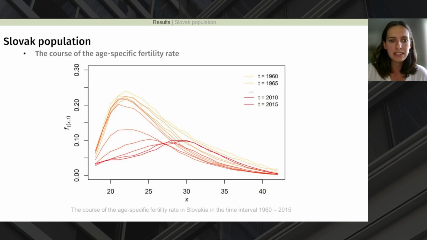In the figure, we can see the trend in specific fertility rate in Slovakia. We observe a decline in the specific fertility rate over the years of observation, but we can also notice a shift in the age at which the specific fertility rate is highest, moving from age 23 to age 30. To describe this development, we seek to find the most suitable model.